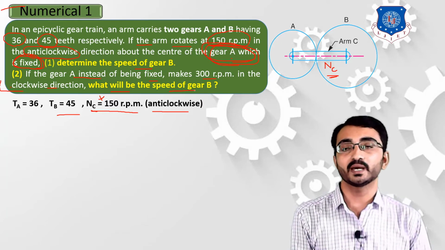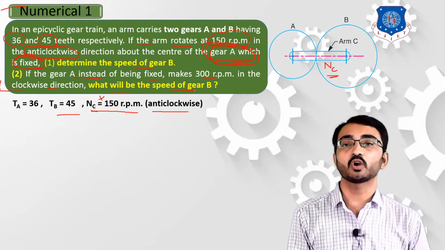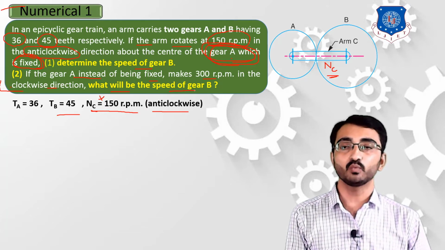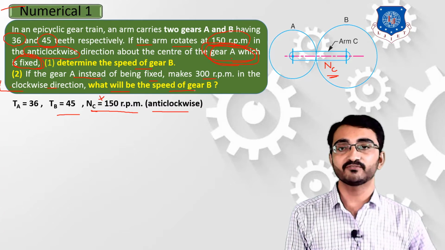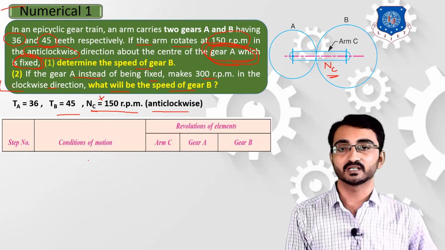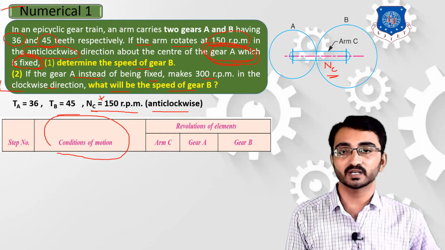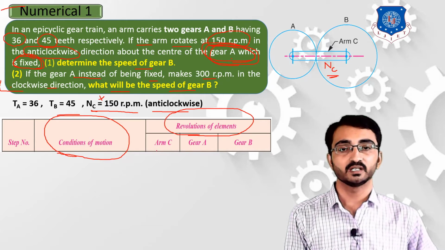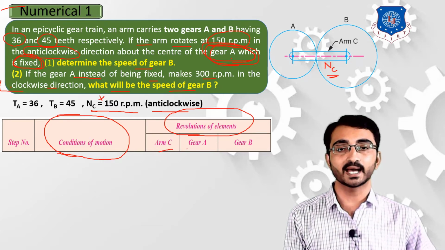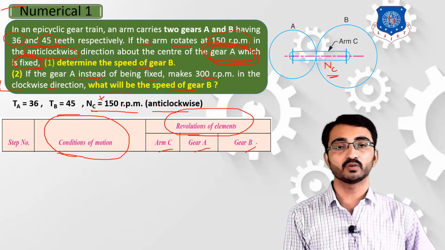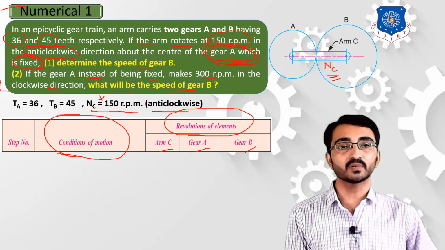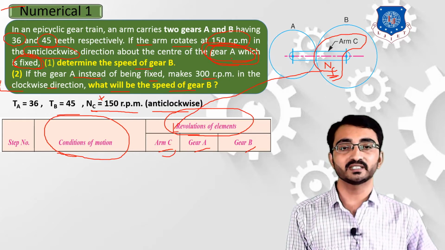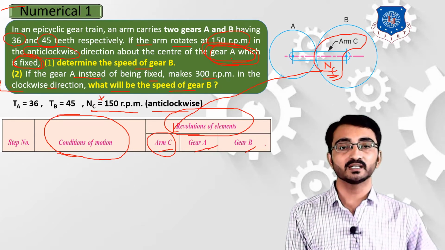Now to solve numericals of epicyclic gear train, we always have to draw the table first, and we have learned how to draw the table. So let's start by drawing a table containing conditions and RPM of various elements. Let's consider that the first column indicates the condition of various motions and the second column the revolutions of various elements. We have three elements: arm C, then gear A and gear B. Remember students, we will always keep the arm as the first component. Whenever you are sketching this table, first consider the arm column, then put the gears in any sequence.